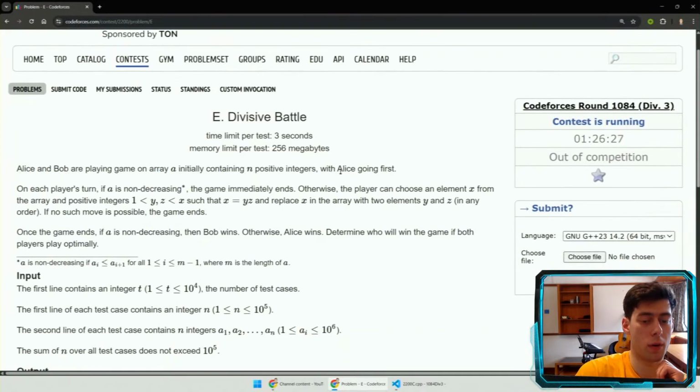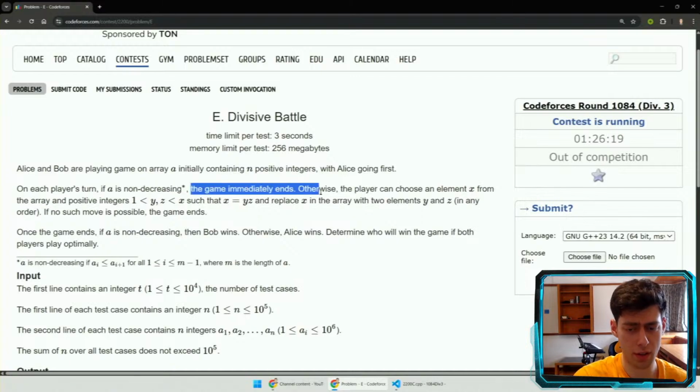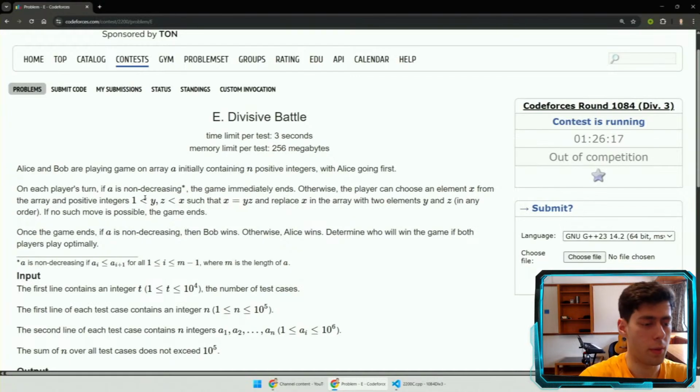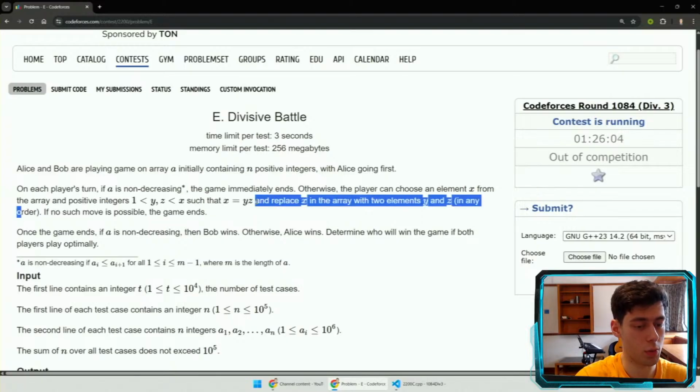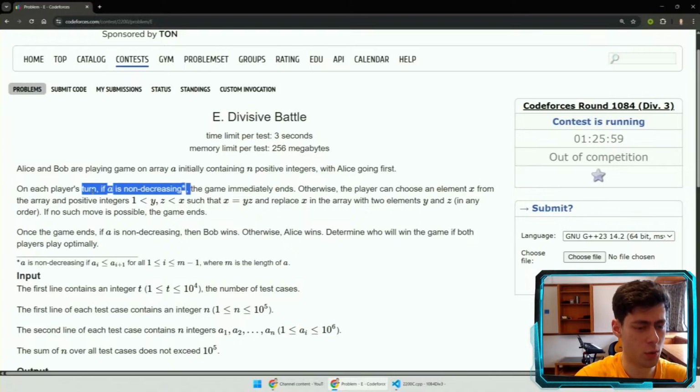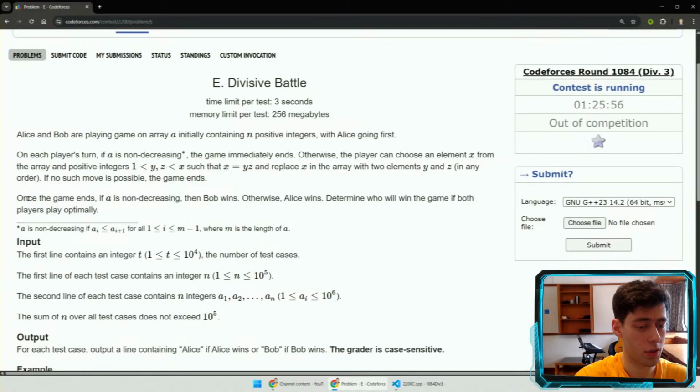Alice and Bob are playing a game on an array containing n integers, with Alice going first, and positive integers. On each player's turn, if A is non-decreasing, the game immediately ends. Otherwise, the player can choose an element x from the array and positive integers y, z less than x, such that x equals y plus z, and replace x with y and z in any order. If no such move is possible, the game ends. If A is non-decreasing, the game also immediately ends. Once the game ends, if A is non-decreasing, then Bob wins. Otherwise, Alice wins. Oh, okay.